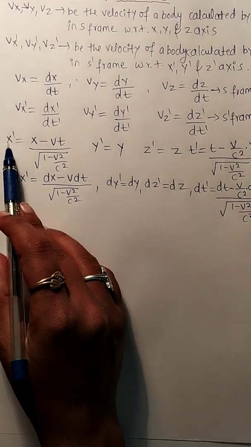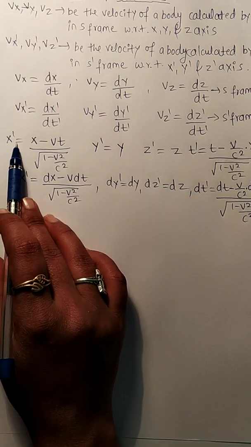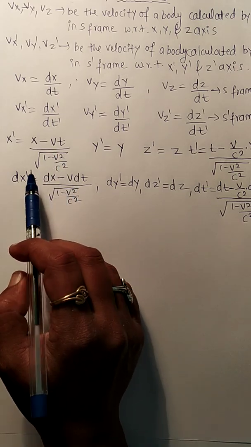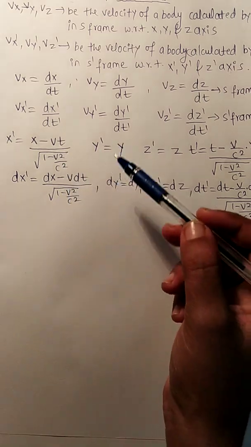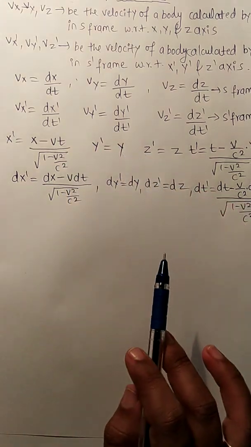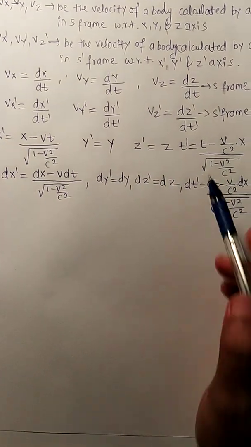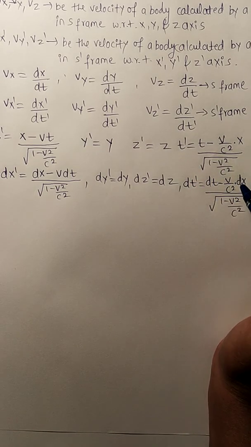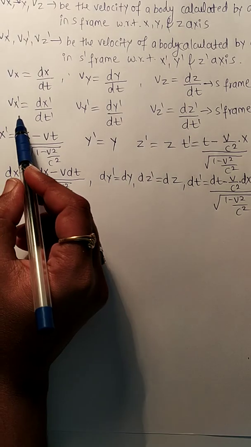Understanding? See, in terms of x dash we have the equation. When x dash becomes dx dash, x becomes dx. v will be as it is because the velocity is constant, and t becomes dt. Same way, when y dash becomes dy dash, y becomes dy. When z dash becomes dz dash, z becomes dz. And last, when t dash becomes dt dash, t becomes dt, and again x becomes dx. So in terms of change in position and change in time, we got the equation.